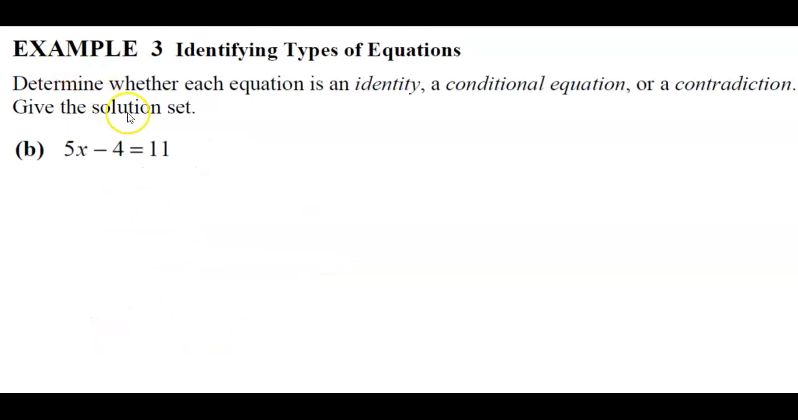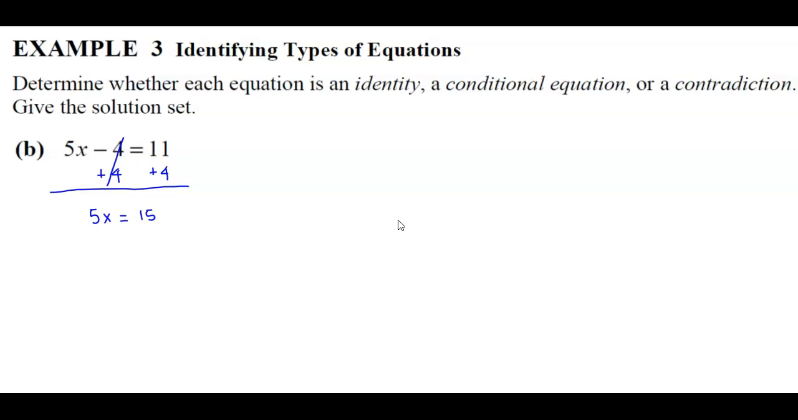Next, same question. We want to determine whether this is an identity, a conditional equation, or a contradiction. So we have 5x minus 4, which is equal to 11. So we're going to solve for x. We know that x is already isolated on the left side of the equation, so we're going to add 4 to both sides of the equation. We know that -4 plus 4 gives us 0. So we have 5x, which is equal to 11 plus 4, which is 15.